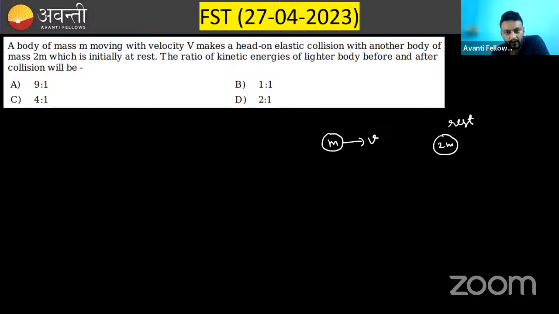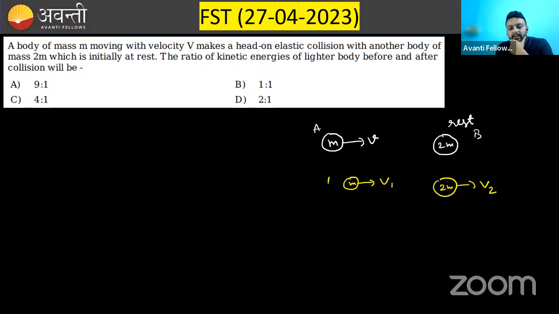No problem. Let them collide. The ratio of kinetic energy of a lighter body before and after collision will be... So this is the lighter body. Let's suppose this is body A, this is body B. They will collide. And now let's suppose after the collision, what happens? These bodies are something. This is M. Now this is moving with V1 and this is body B, which is moving with velocity V2. Let's suppose these are the velocities after the collision. Clear?